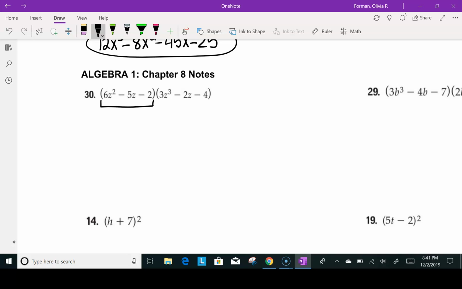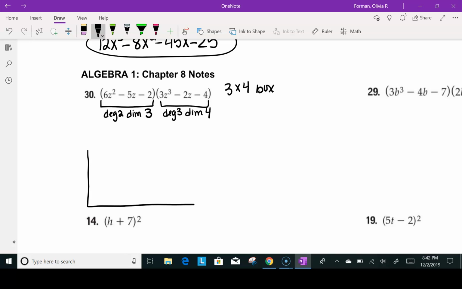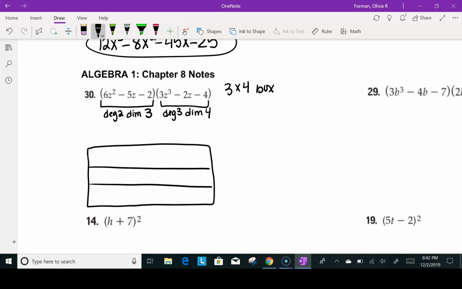So I'm going to do the box for this one. When I look here, this is degree 2, which means my dimension has to be a 3. The dimension of the box is 3. Over here, I have degree 3, which means my dimension has to be a 4. And so this is going to be a 3 by 4 box. Okay, so squeeze it in here. I'm going to have 4 columns, 3 rows. Again, it really doesn't matter as long as you set it up correctly.